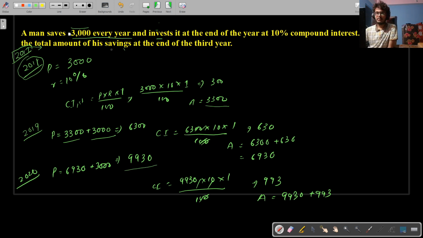So calculate the amount of his saving at the end of the third year. At the end of the third year he gets this much money. Is this clear? This was the mistake that I made. I forgot to consider that he was saving this every year, not only the first year. That criterion should be put in the question, which I forgot completely. Is this clear now?